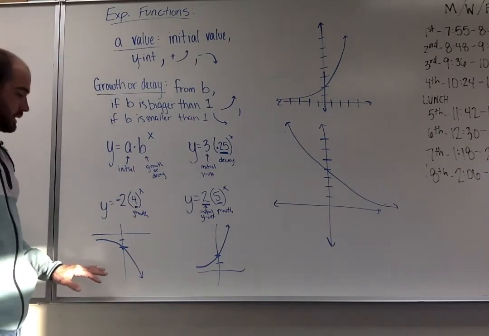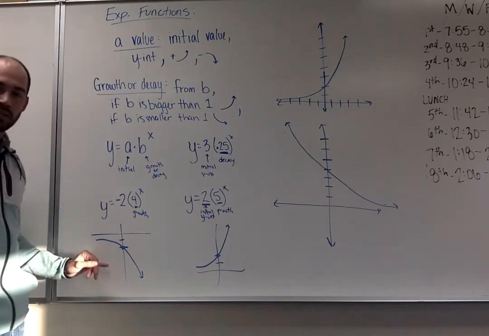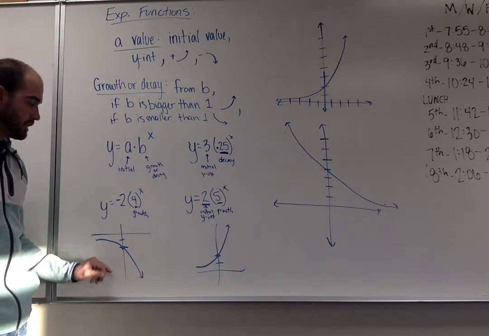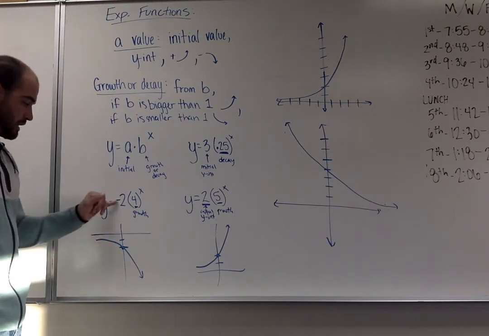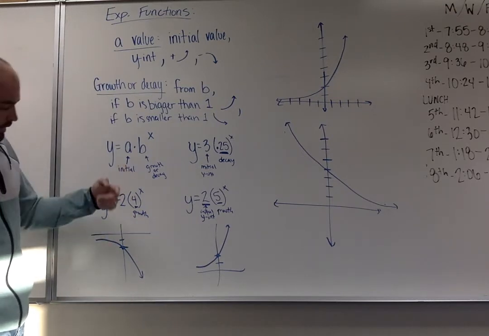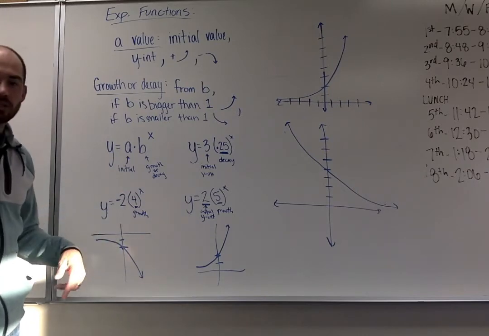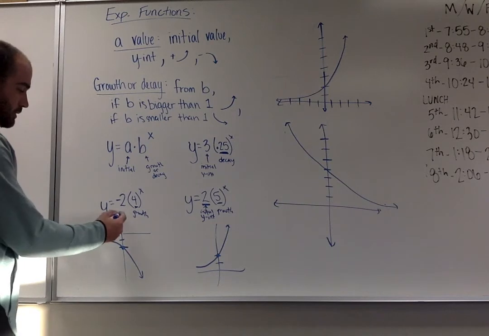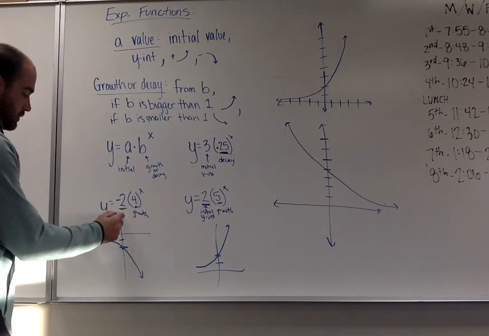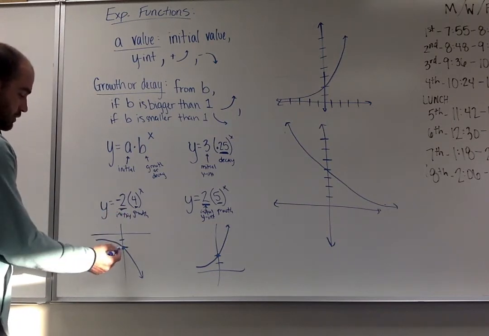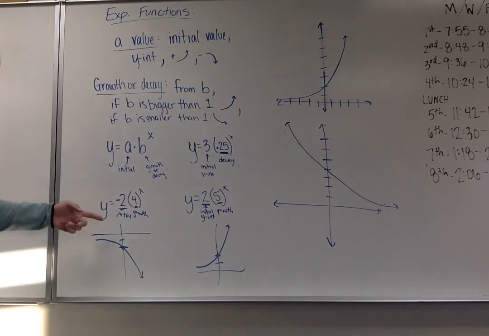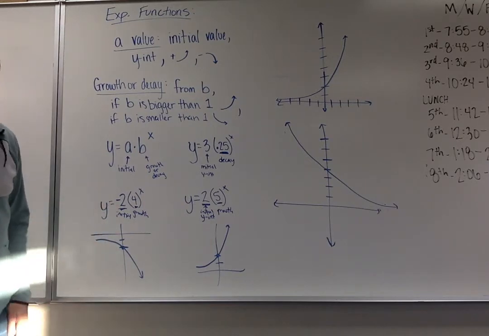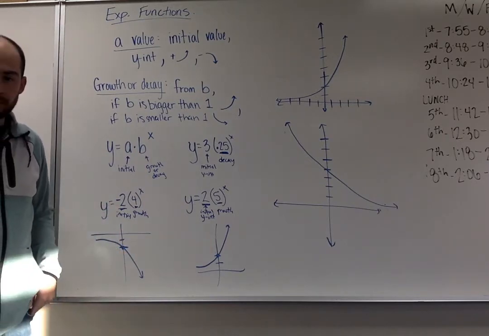Okay. Again, the negative is kind of funky how it looks. You're like, hey, Mr. Schultz, that's going down. I thought you said this was growth. Yes, it's growth. The negative flips that normal growth curve completely over. So now it kind of looks like that reversed curve. Okay. So that's what that would look like if you have a negative. Again, that's my initial. That's why I'm at negative 2 for my first dot. And then it flipped over the x-axis, so that's why it's kind of facing downward.